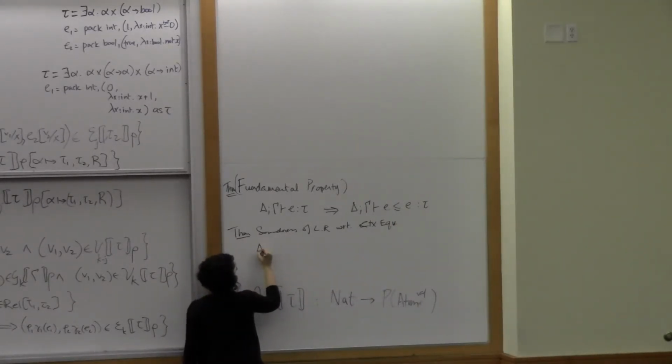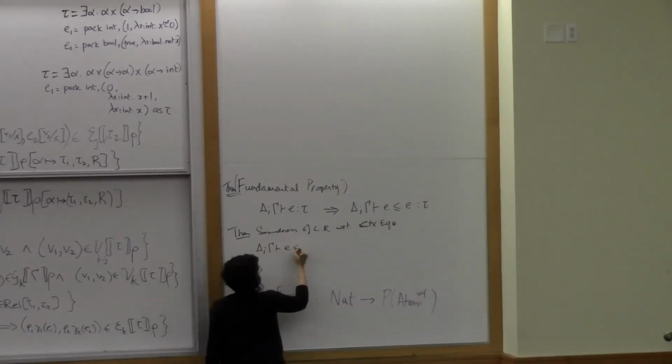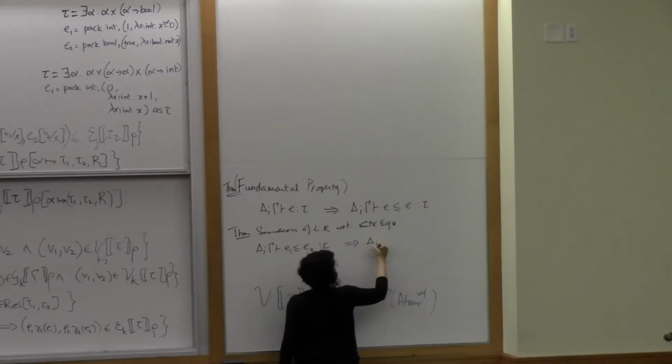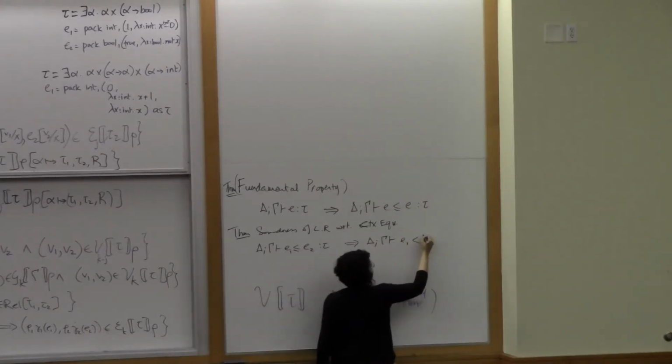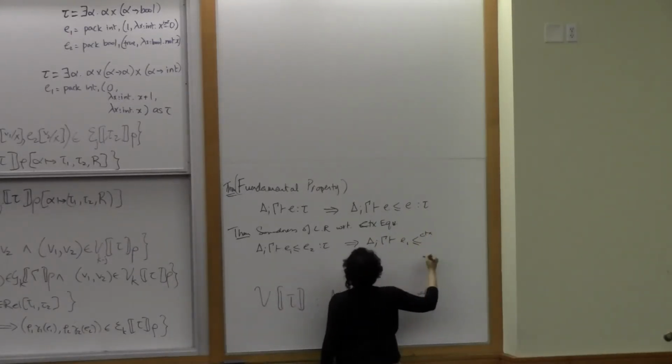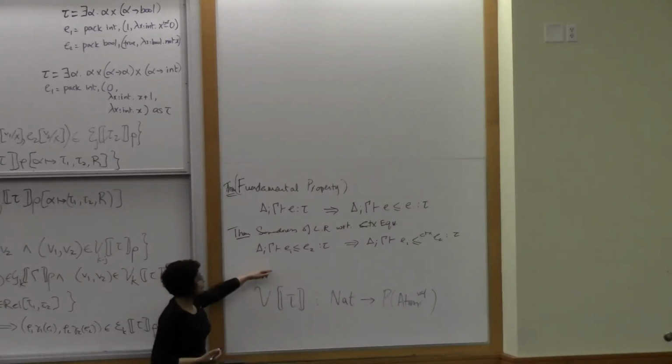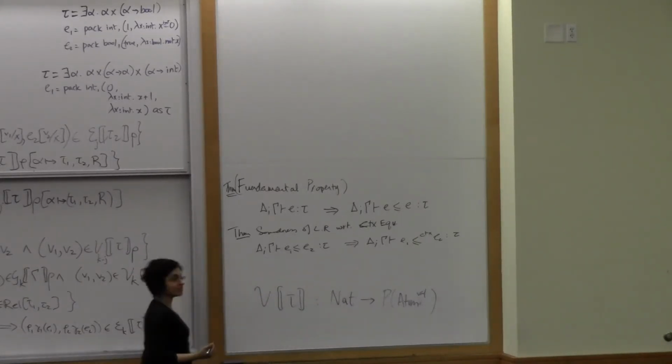And that says that if E1 is logically related to E2 at the type tau, then E1 contextually approximates E2 at the type tau. And similarly, of course, the statements for equivalence fall out immediately, right, once we have that.